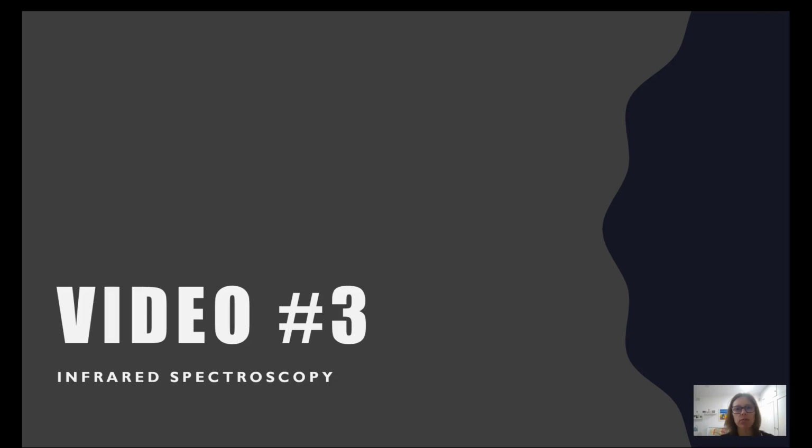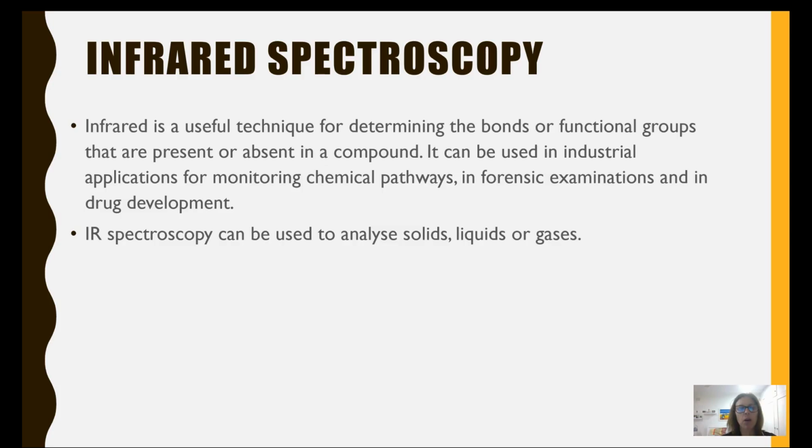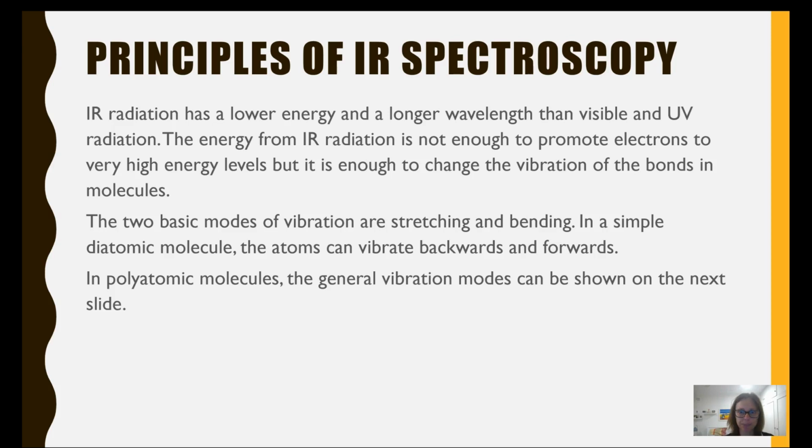And today we're looking at infrared spectroscopy. So what is it? It's a really useful technique that we've got, and it can tell us whether there are any bonds or functional groups present or absent in a compound. It has really great applications in industry for monitoring chemical pathways, forensic examinations, drug development, and in some quality control, telling us what may be present or not present in a variety of samples. It too can be used to analyse solids, liquids, or gases.